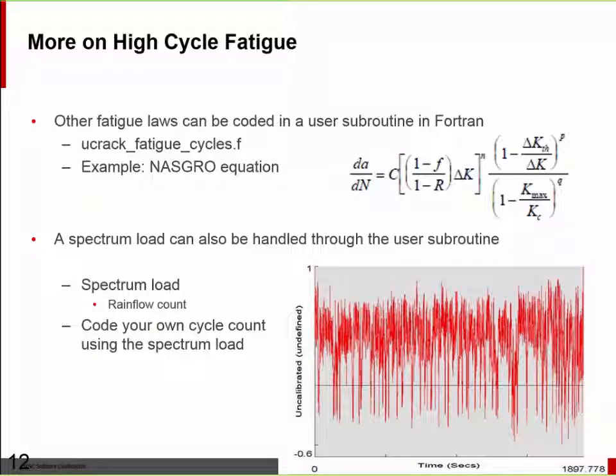If a user wants to use other types of high cycle fatigue equations, such as the Numerical equation, he can implement it using a user subroutine. We can also use a user subroutine to apply a spectrum load to the structure for high cycle fatigue simulations.